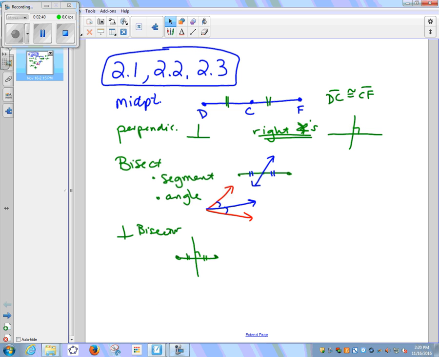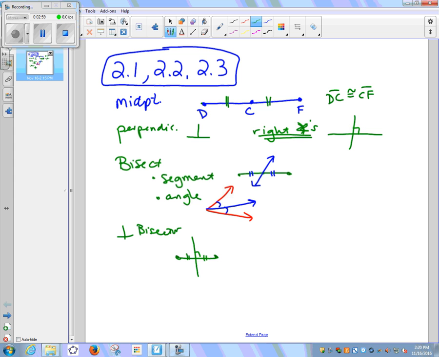Equidistant just means the same thing as congruent segments, right? If CF is congruent to CD, that means D is equidistant to C as F is equidistant to C. Okay, so they're the same distance. C is the same distance, equidistant from D and F.